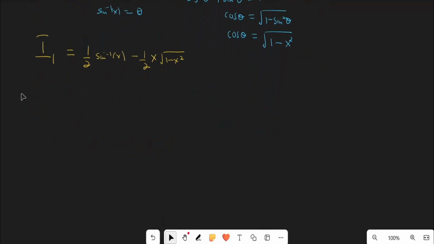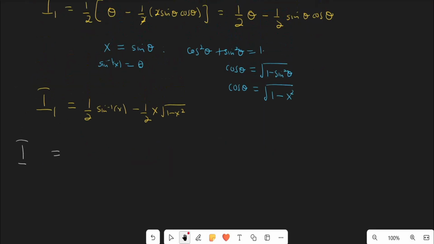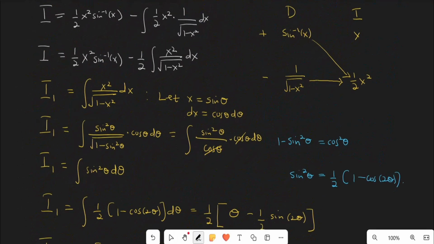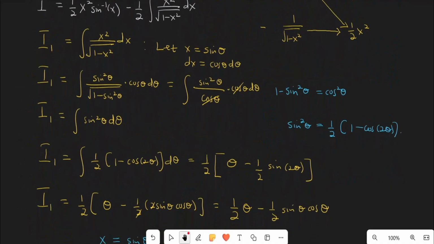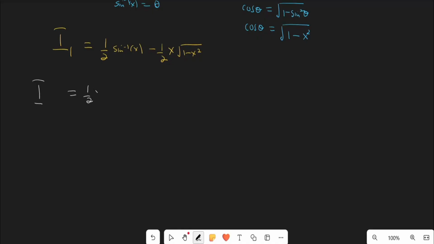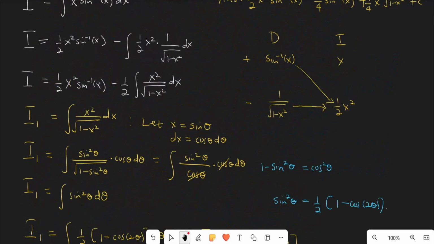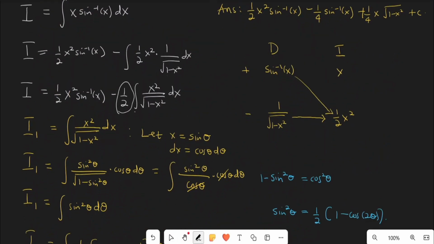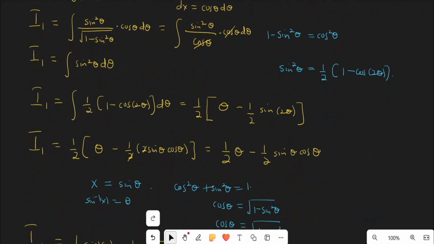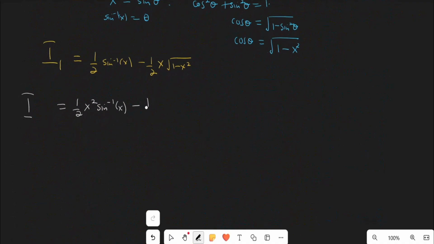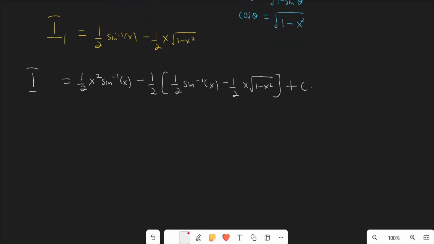Now let's wrap up our integral. Our integral I is equal to something minus I1. So that is 1/2 x squared sine inverse of x minus 1/2 multiplied by the integral I1. The integral I1 is this guy here. That is 1/2 the sine inverse of x minus 1/2 x, the square root of 1 minus x squared. We are done with the constant of integration.